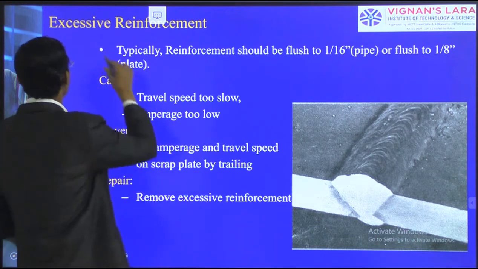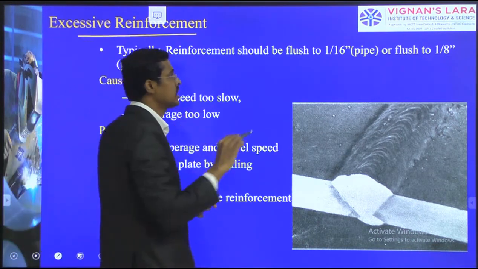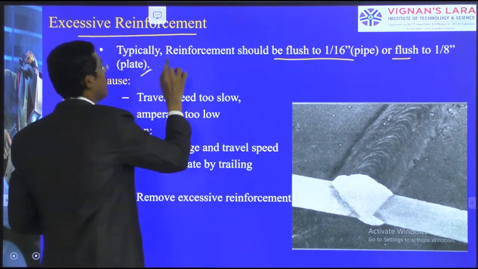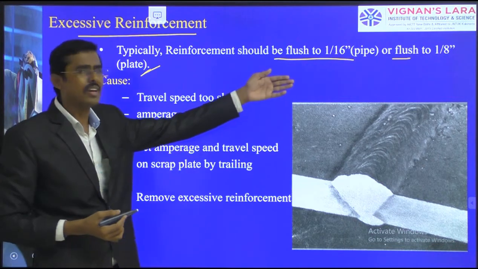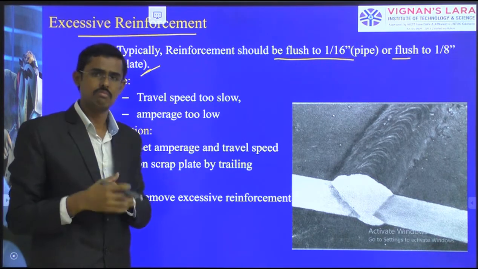First one, excess reinforcement. Typically reinforcement should be flush, about 1/16 inch of flush or 1/8 inch of the plate. They measure up to 1/8 of an inch, 1.5 to 2 mm, you can say.